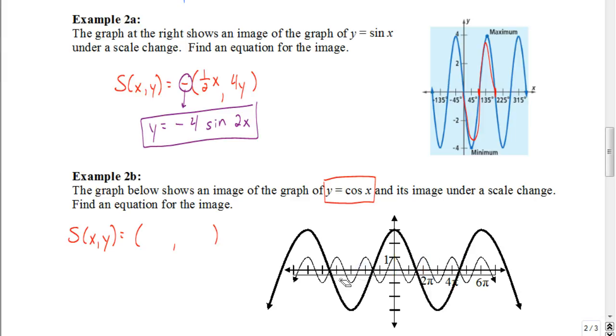Don't really need that though, but I want you to come up with the equation. That's your ultimate goal, the equation for that bold line there. So why don't you pause the video and hit play when you're ready to check to see if you have the correct answer.